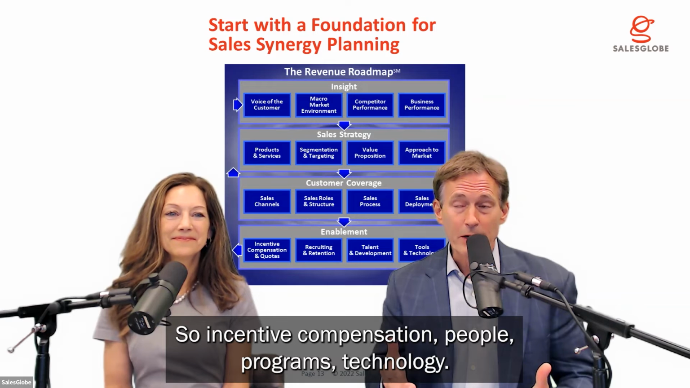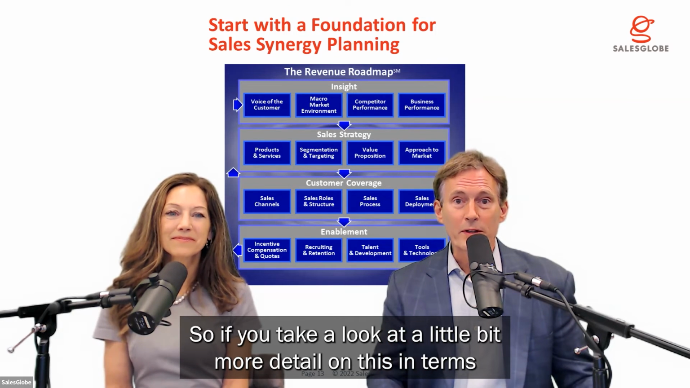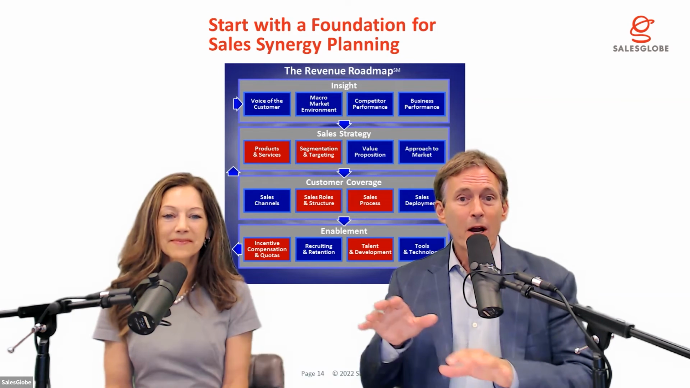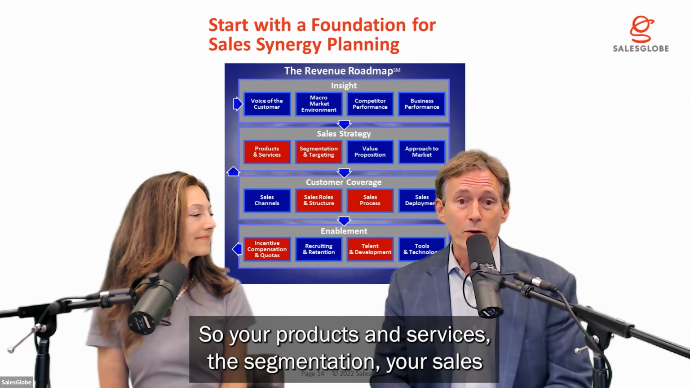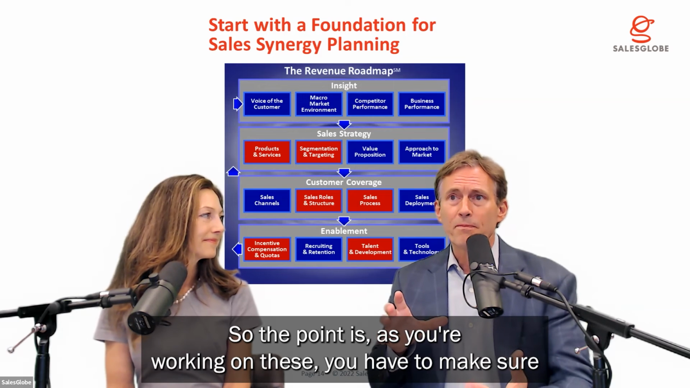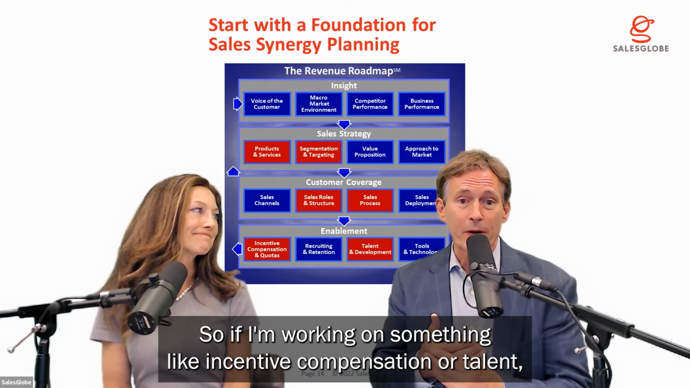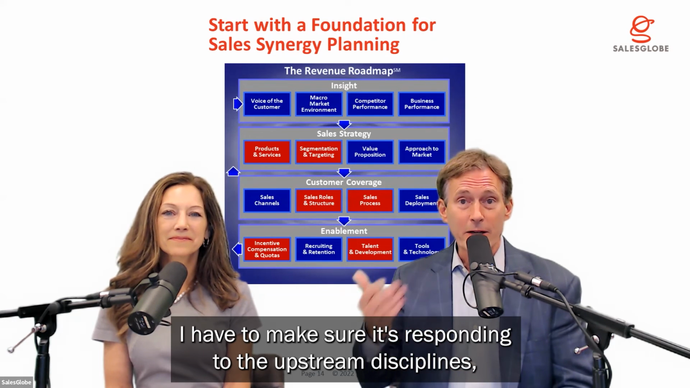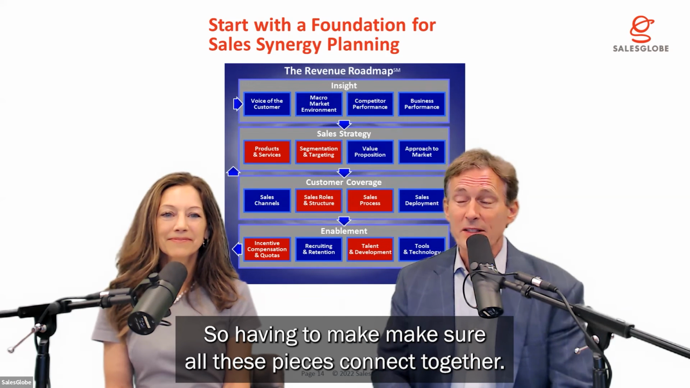So incentive compensation, people, programs, technology. If you take a look at a little more detail on this in terms of these different areas, what you'll see is the big 6 that we talked about sort of hit some of these areas here: your products and services, the segmentation, your sales structure, your sales process, incentive compensation, talent. So the point is, as you're working on these, you have to make sure that these alignments are all connecting together. If I'm working on something like incentive compensation or talent, I have to make sure it's responding to the upstream disciplines, the ones that you see at the higher levels here. So having to make sure all these pieces connect together.